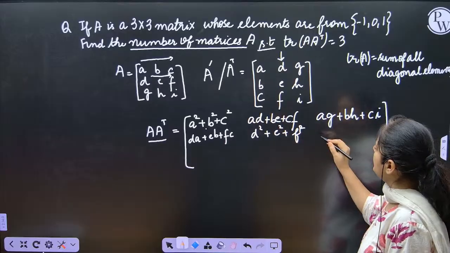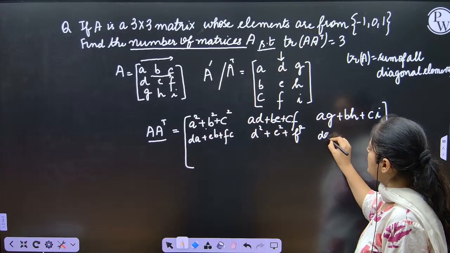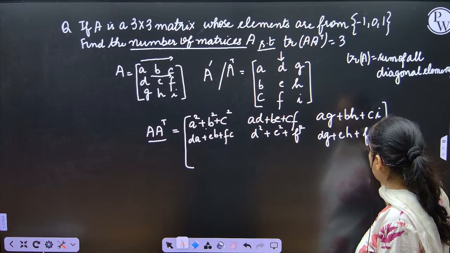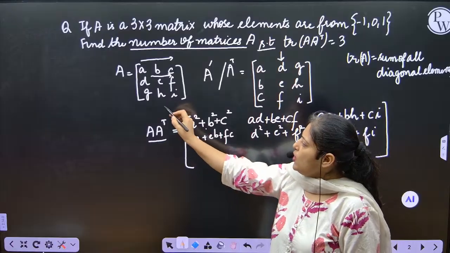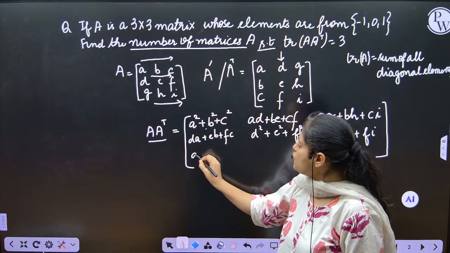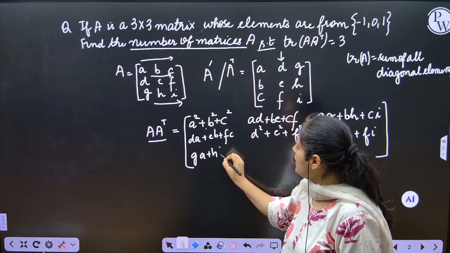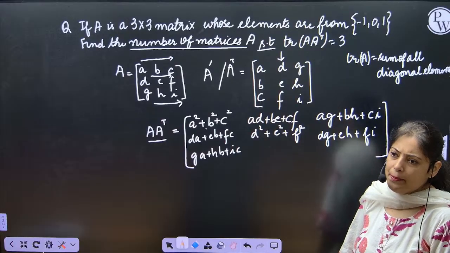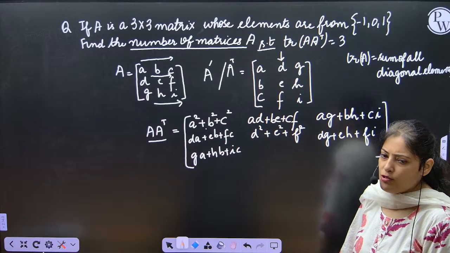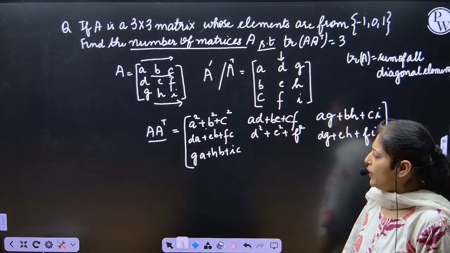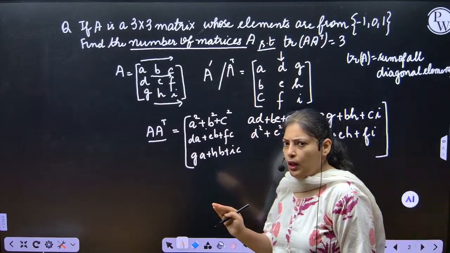Second row, third column, so that is nothing but DG plus EH plus FI. All right, now the third row will be multiplying with the first column: GA, HB, IC. This concept I did not tell you prior, that's why I'm using this concept. Otherwise you don't have to show it. You just have to simply move.